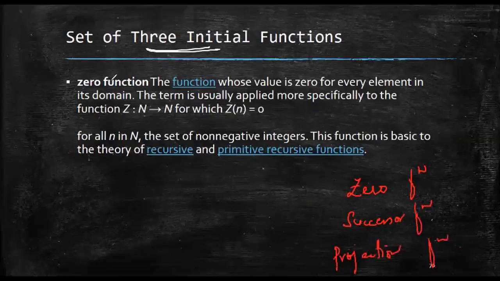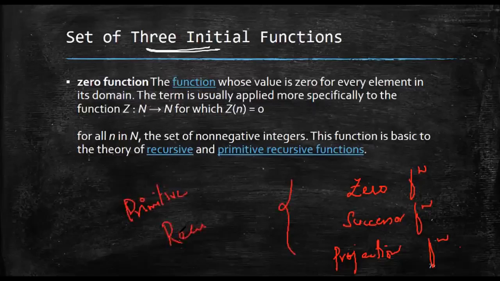What do you mean by zero function? The function whose value is zero for every element in its domain. The term is usually applied more specifically to the function from N to N for which Z of n is equal to 0. So these initial functions are very important for your primitive recursive function. We use it in primitive recursive function.